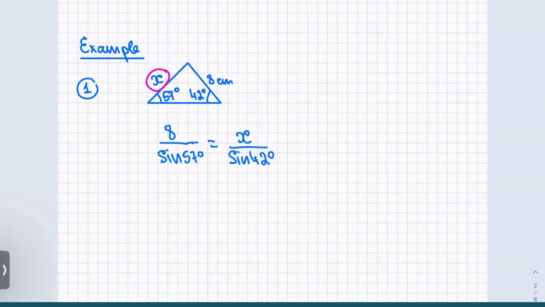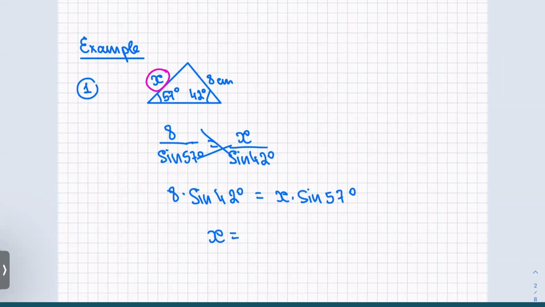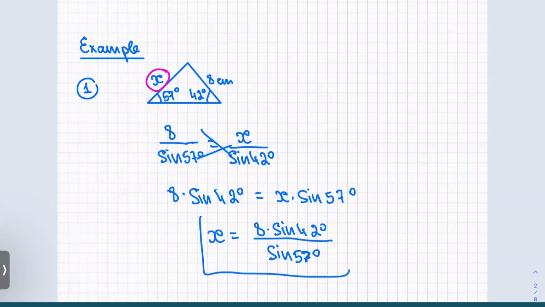And now we just solve it, dear students. How do we solve? We just multiply across these bottoms and tops. So we will get A times sine 42 degrees is equal to X times sine 57 degrees. And now to find X, we'll just divide both sides by sine 57 degrees. So we will get A times sine 42 degrees over sine 57 degrees. Very good, dear students.